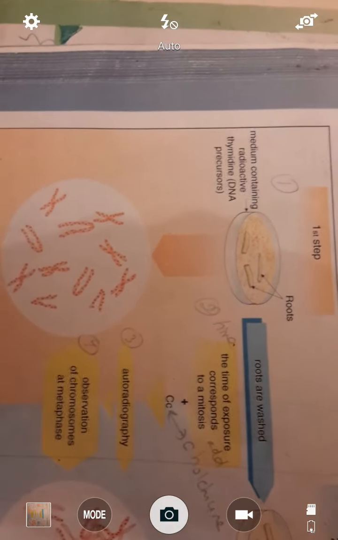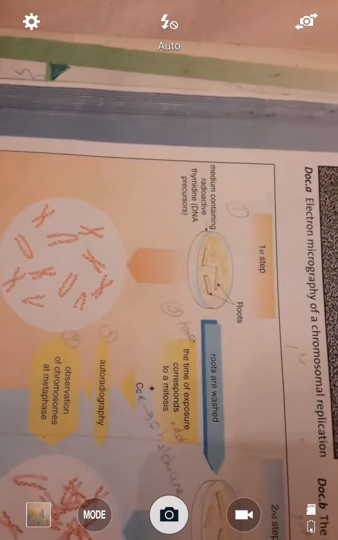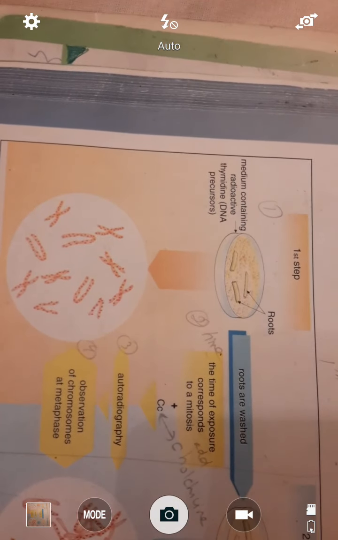So here in Taylor's experiment, in the first step, as we see, we have a medium containing radioactive thymidine or thymine. Okay, we put the genetic information in this medium. After we washed, we observed on the autoradiography labeled DNA. We observed labeled DNA, labeled chromosomes. Both chromatids of each chromosome are labeled.